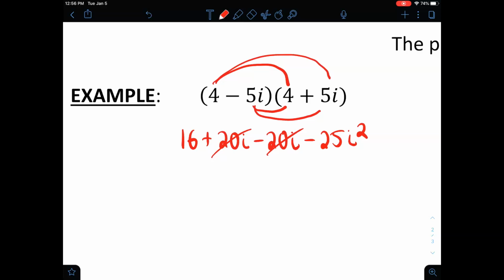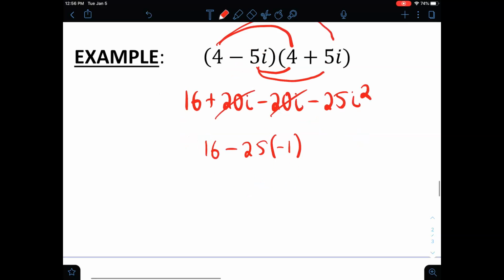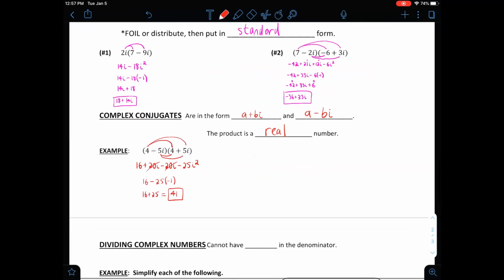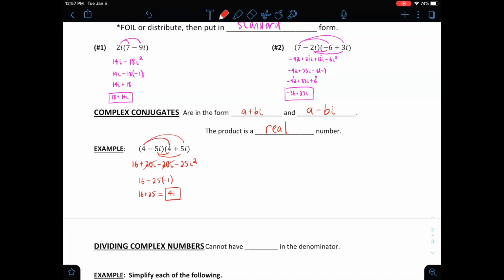All right, these are going to cancel. They're like terms. And then we have 16 minus 25 times i squared, where i squared is negative 1. So we get 16 plus 25, which equals 41. All right, so multiplying conjugates, the imaginary terms are going to cancel, and you're going to be left with a whole number, which is kind of a cool concept and kind of important for later stuff.